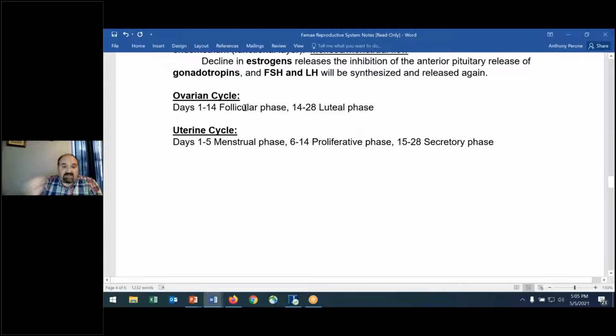The follicular phase can vary. As far as the uterine cycle is concerned, you have here 1 to 5 days, so really 3 to 5 days for menstruation, for the bleeding period to occur, 6 to 14 days for the proliferative phase, and 15 to 28 days for the actual secretory phase, where we're getting this major thickening and preparation for the fertilized egg to implant.